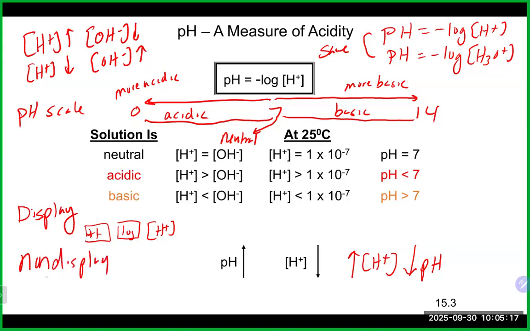This formula and pretty much the rest of them here in this chapter, you will have to kind of work backwards. So if you have a non-display, you actually got to start with the concentration using your exponent button. You then need to hit the log button, and then you need to hit the negative button.